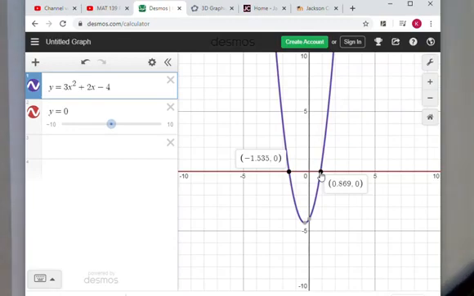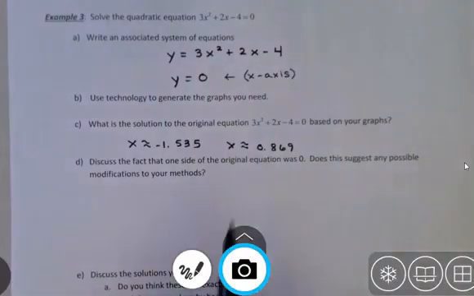It seems pretty clear to me that this was probably an irrational solution. What I'm seeing here are approximations. And of course, that's the best I can do with technology. I'm not going to be able to see solutions that have radicals in them if I'm using a graph to solve my equations. Our approximation, then, is x is approximately -1.535, and x is approximately 0.869. And there we go, our two solutions to our quadratic equation.